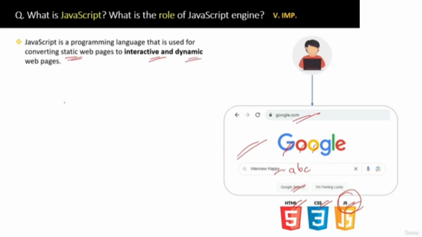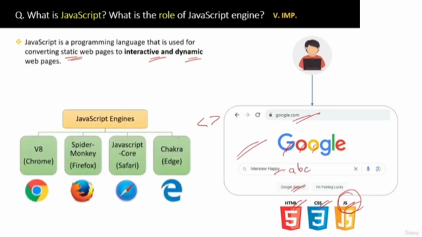Okay. Now the question is, we receive only the JavaScript code from the server, but how is the browser understanding that code and executing it? That is because every browser has a JavaScript engine inside it. Okay, JavaScript engine. For example, V8 is the JavaScript engine inside the Chrome browser. SpiderMonkey, a JavaScript engine inside Firefox.